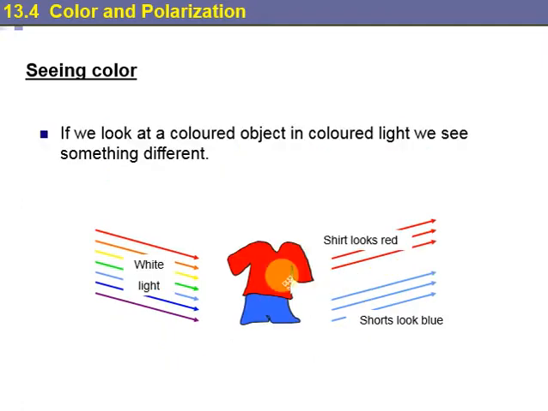If you look at a colored object in colored light, we see something different. Let's see what we mean by this sentence. We have here a red t-shirt and blue pants or shorts. When you shine white light on it, the shirt for sure will look red and the shorts will look blue, the correct colors.